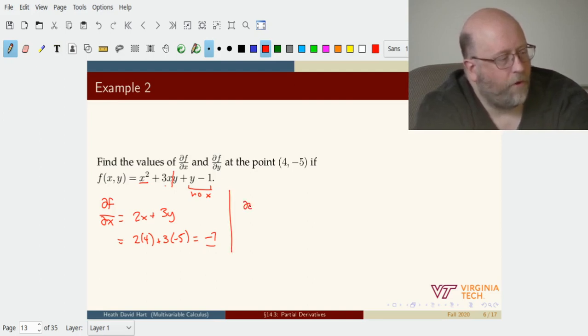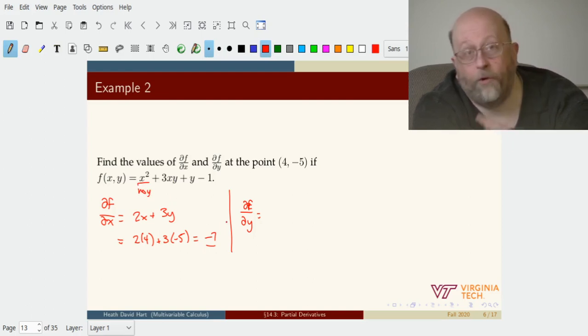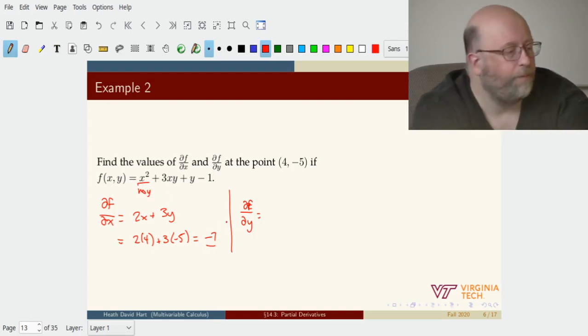Now let's look at the partial derivative of the function with respect to y. All right. So I'm going to clean this out. So I've got a clean slide here. There's no y in this term, and so it has no derivative with respect to y, or it has a derivative and it's 0.